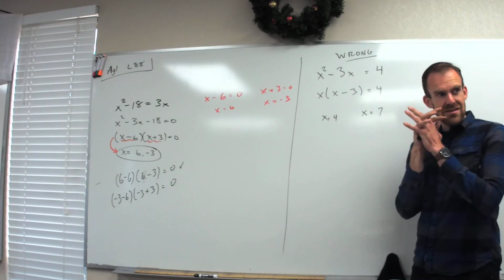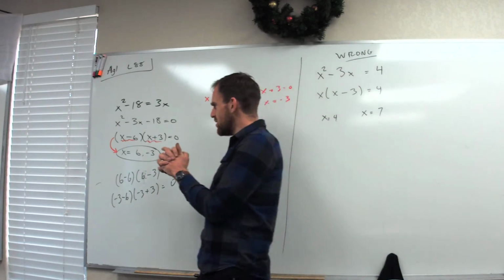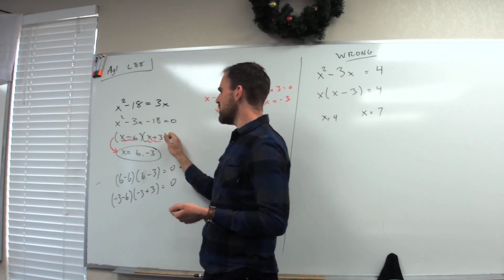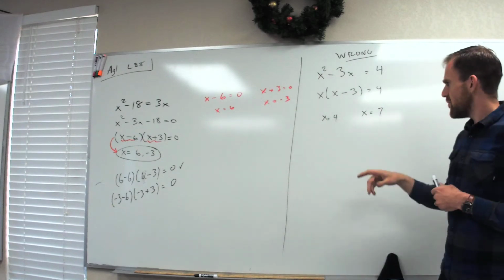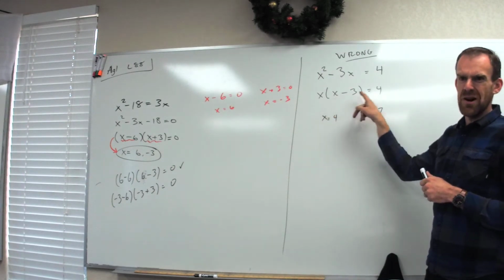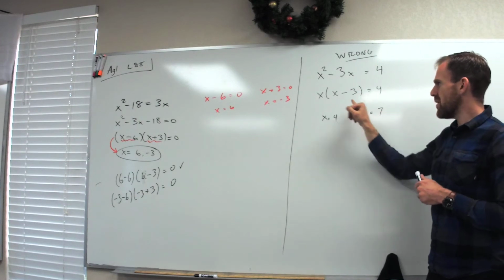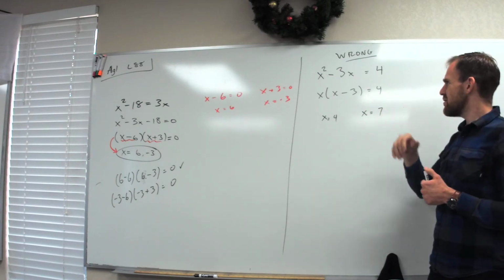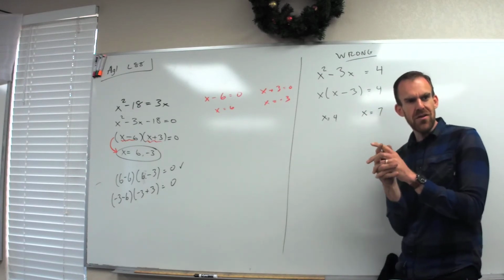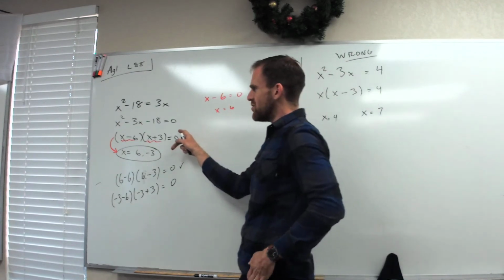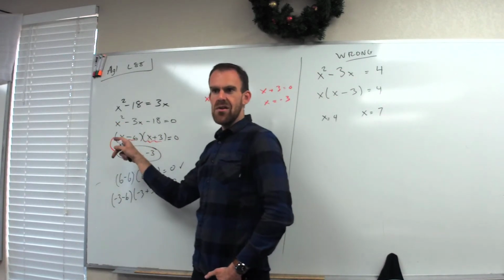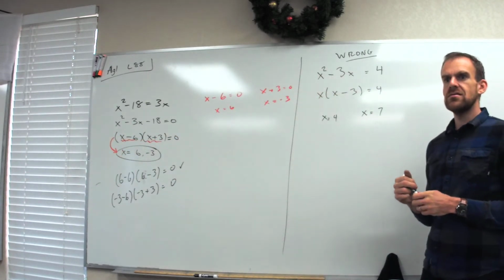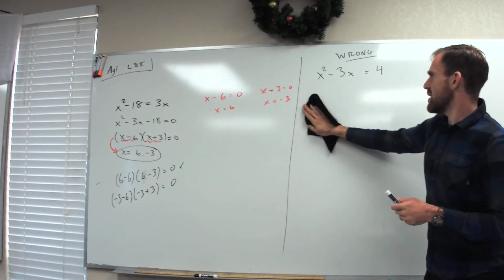The idea is this. This only works when you are equal to 0. If you're equal to any other number, it doesn't work. Why? Well, if I plug in 4 here, I have 4 times 1. That actually does work. If I plug in 7, though, 7 times 4 is 28. That doesn't equal 4. So you have to be very, very careful that when you are solving quadratic equations, which is when you have the x squared, you have to set them equal to what? 0.